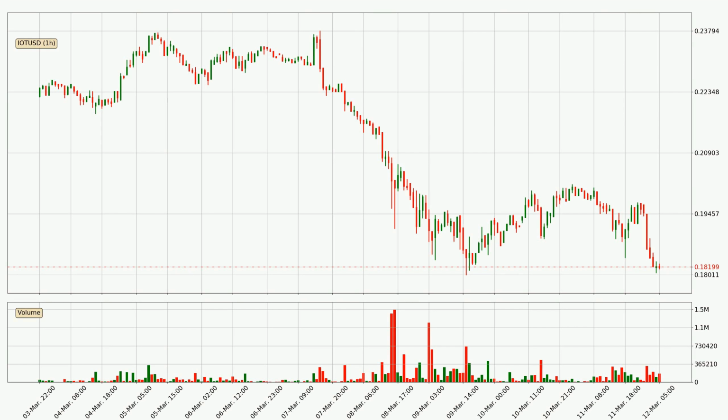Today, find out how the price of IOTA has changed and what the technical indicators SMA, EMA and Stochastic RSI show. If you are unfamiliar with the indicators, check out the explanation videos below.